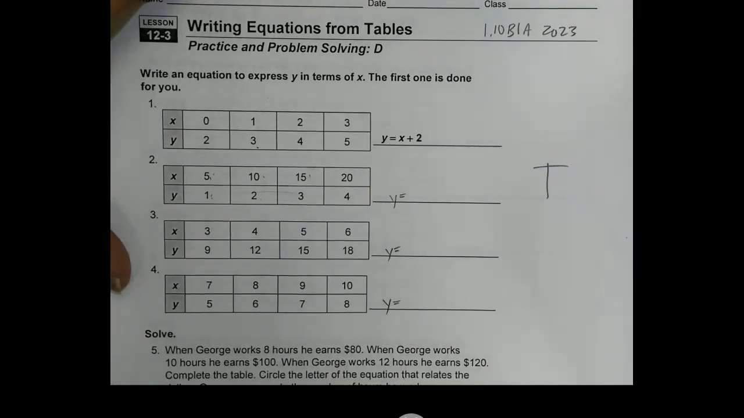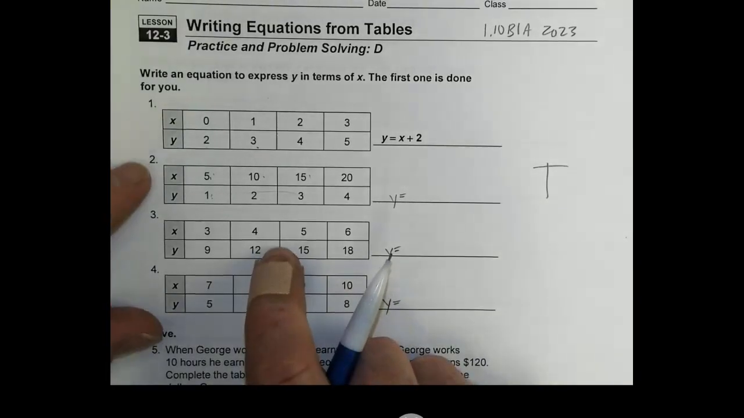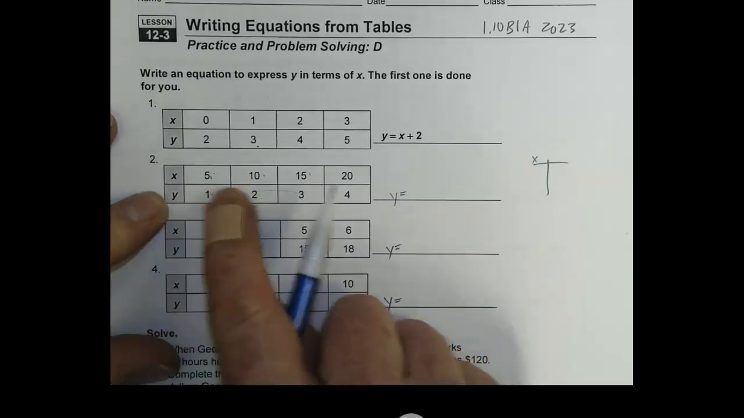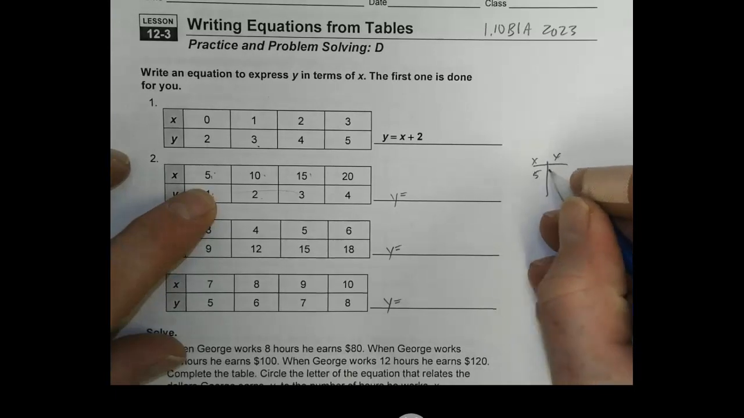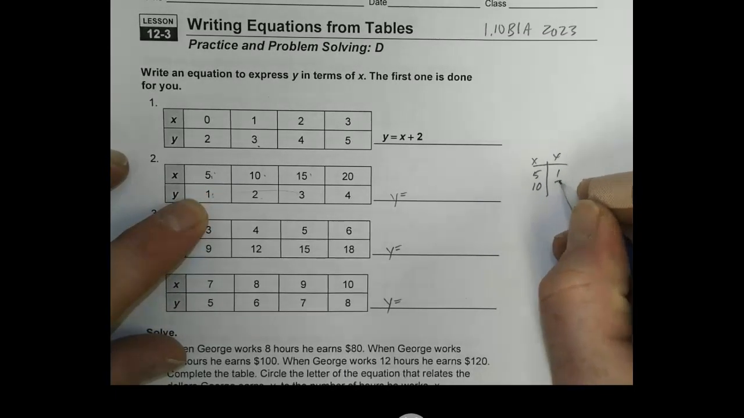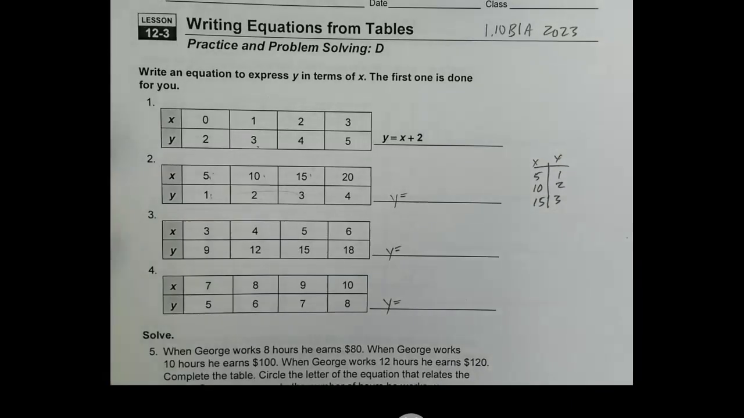Hey folks, we're going to be taking a look at 1.10b1a 2023. Long title, pretty simple worksheet. So you've got these tables here, and what's difficult about it is they're laying them horizontally. So here's your x and y. Your x is 5, your y is 1, your x is 10, your y is 2, x is 15, your y is 3. What's happening here?